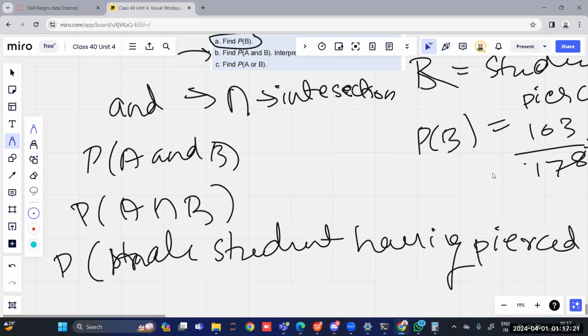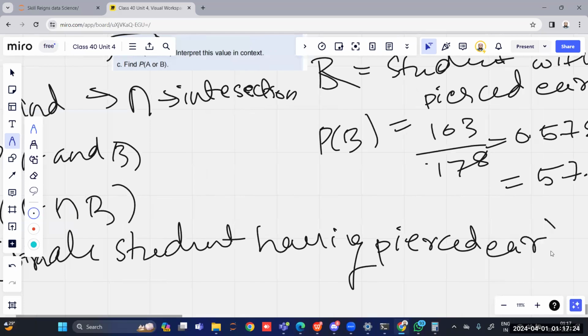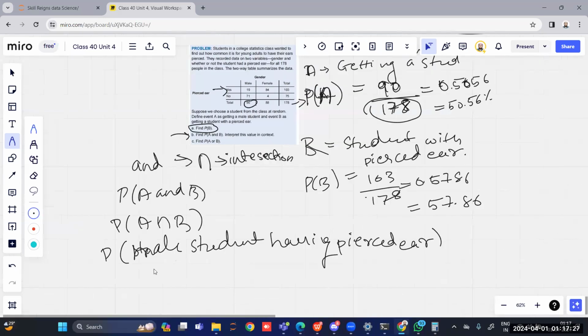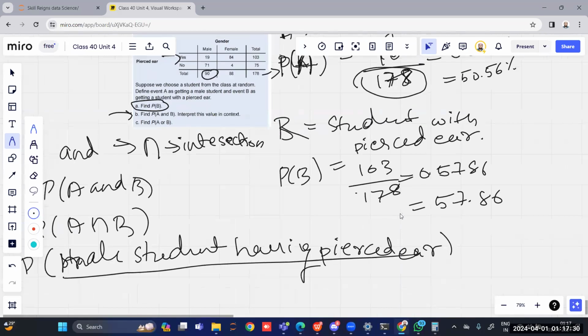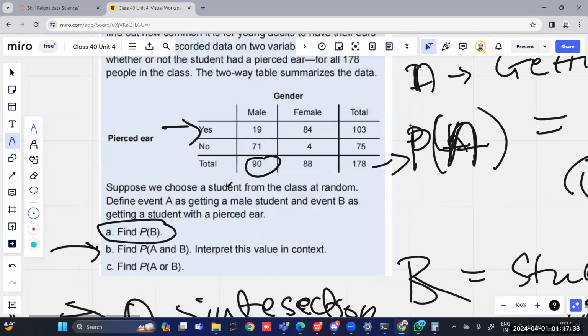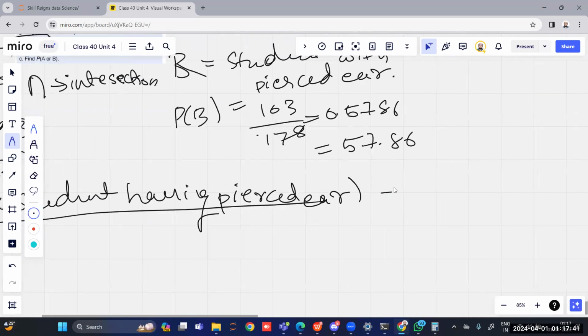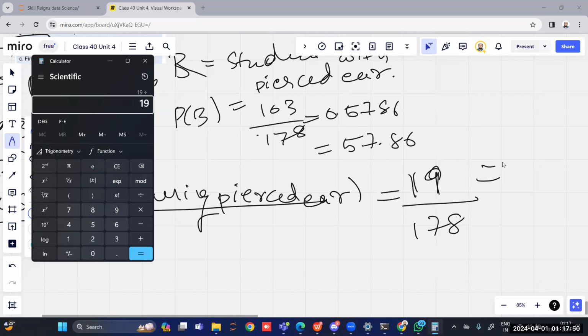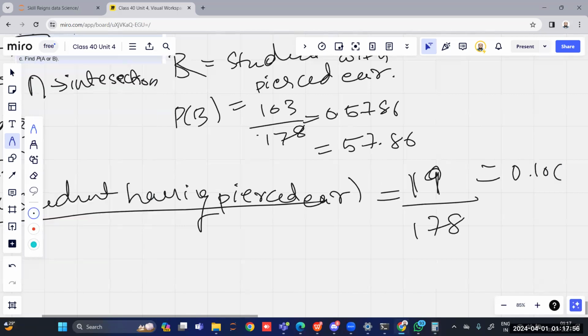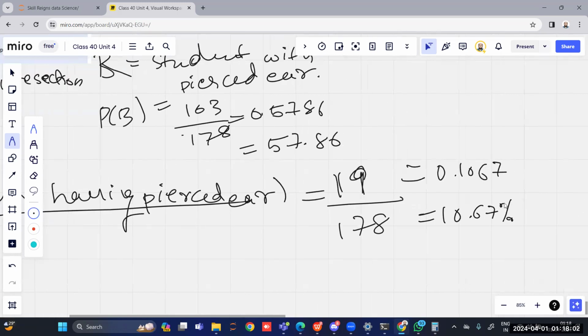Your table makes our task very easy. We can find this with the heading, male student having pierced ear. So where does the table give us the value? Male student having pierced ear, it is here. How much is it? 19. So 19 upon 178. What will be the answer? 19 divided by 178 is 0.1067, which is around 10.67%. Correct.